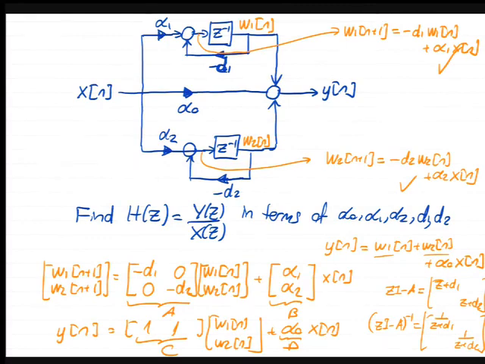All right. Okay, that's it. So H of z is alpha 1 over z plus d1, plus alpha 2 over z plus d2, plus alpha 0. There you go. So that's the answer. You can simplify more, but that's the idea.